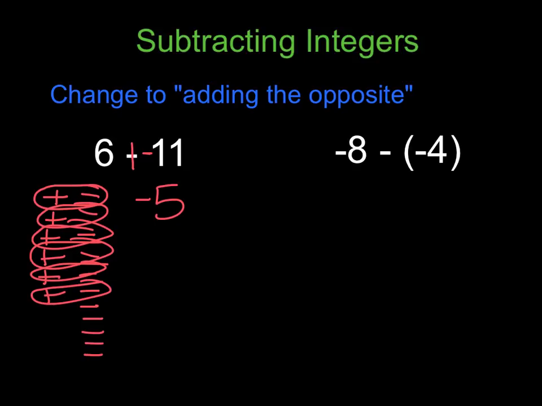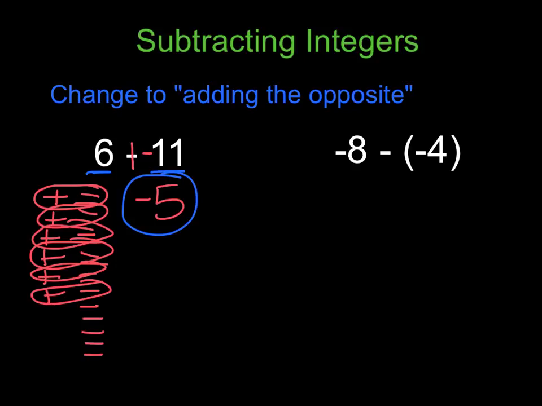Or you can follow the rules. You are adding numbers with opposite signs. You're adding a positive number and a negative number. So what you should do with those is subtract these numbers. 11 minus 6 is 5. You keep the sign of the larger. 11 is bigger than 6. It is negative, so your answer has to be negative 5.